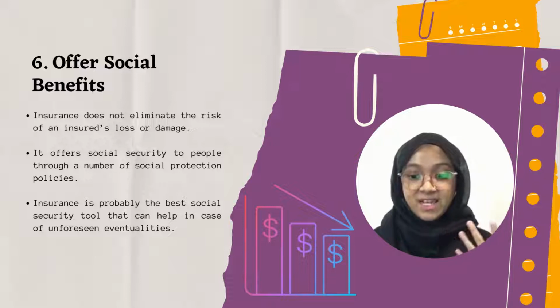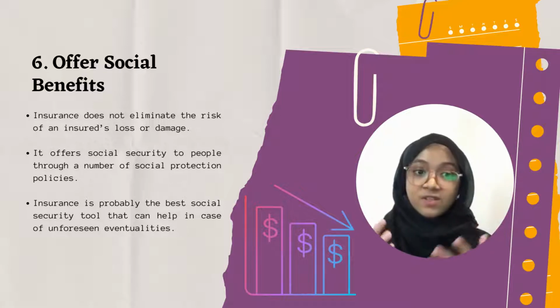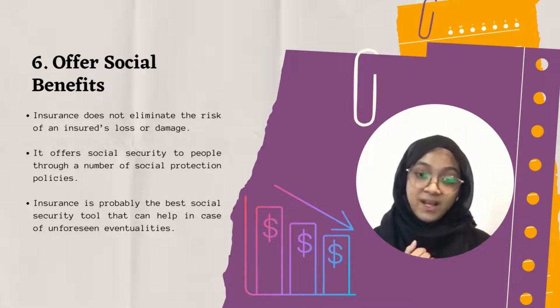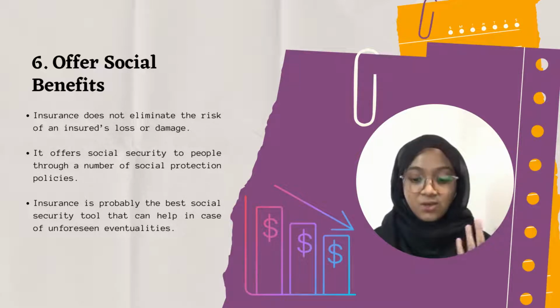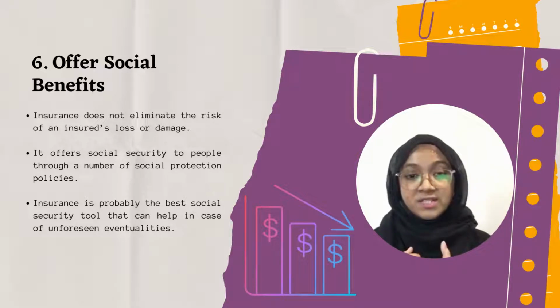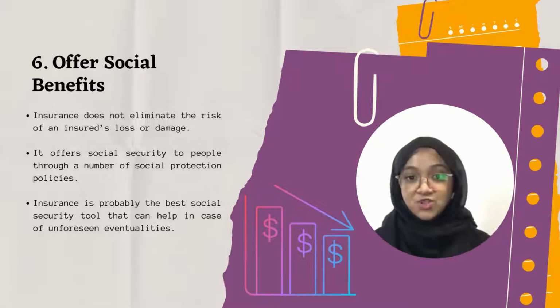For instance, in the absence of a breadwinner in the family, there is little that the government or other social agencies can do to look after the welfare of those left behind. Thus, in order to ensure that a family continues to enjoy the same financial status as before, insurance is probably the best social security tool that can help in case of unforeseen eventualities.